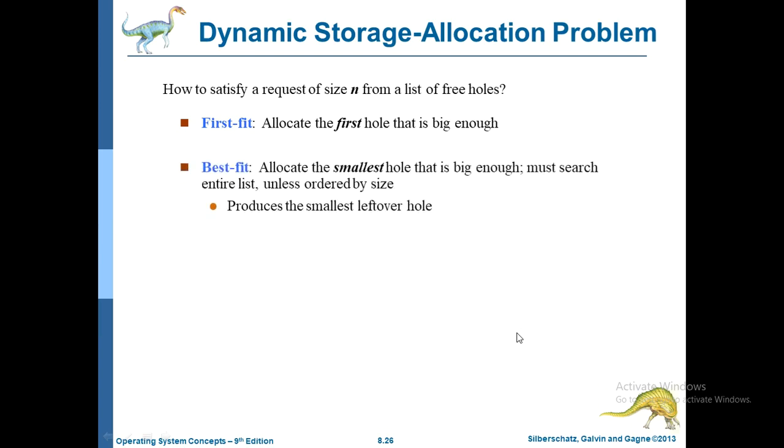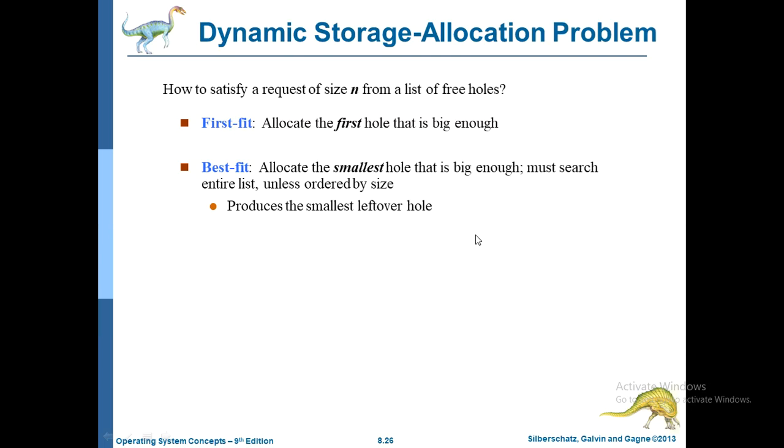The second one is the best fit algorithm. Here it chooses the hole that is closest in size to the requested process. That means it allocates the smallest hole that is big enough to hold the process. So in the first fit method, we choose the first available block. In the best fit method, we select the smallest hole that is enough to hold that process.